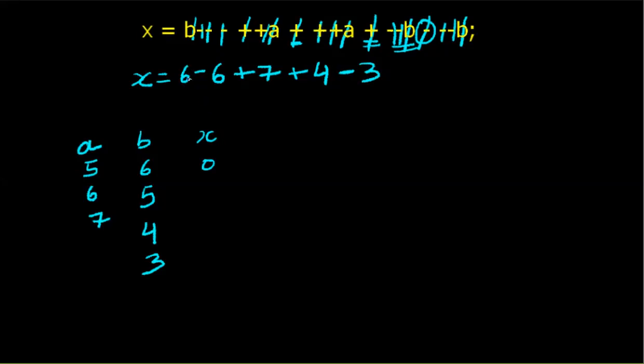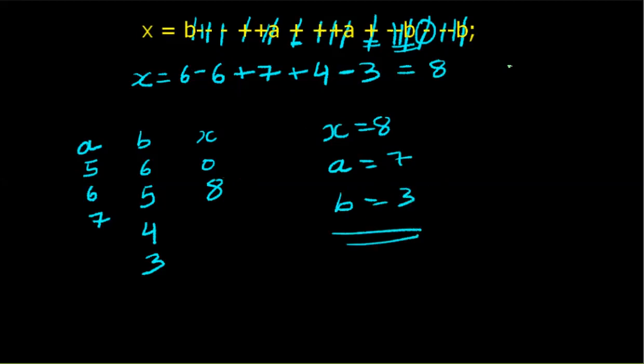So 6 plus and 6 minus will become 0. 7 plus 4 is 11. 11 minus 3 is equal to 8. So x equals 8, a equals 7, b equals 3 at the end of the program.